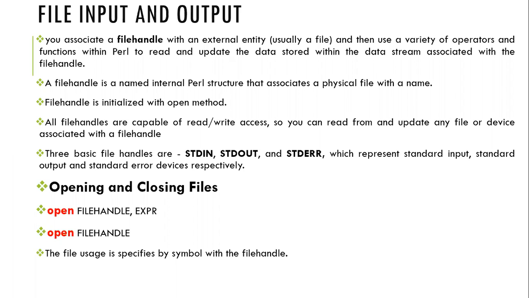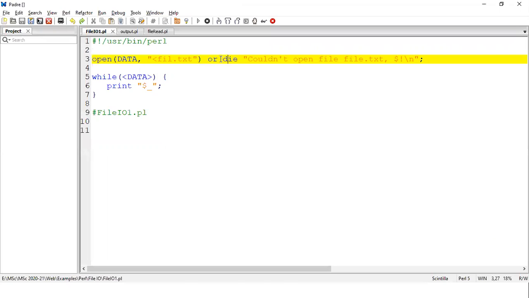Then we are associating a handler with a physical file name. How? Let's see an example. Here one statement is there. Open is a function or an operator. Right now it is a function because I'm using it as a function, and this is our handler. This is an identifier, you can say, but right now it will become a handler. It is an internal Perl structure. And this is a file which I am going to associate with this handle.